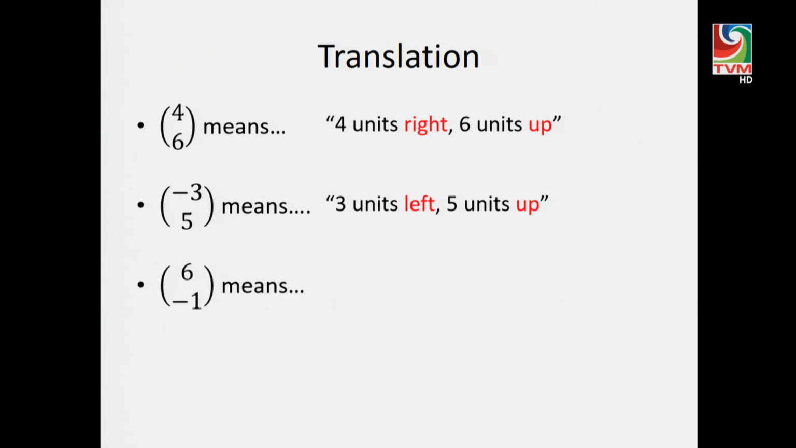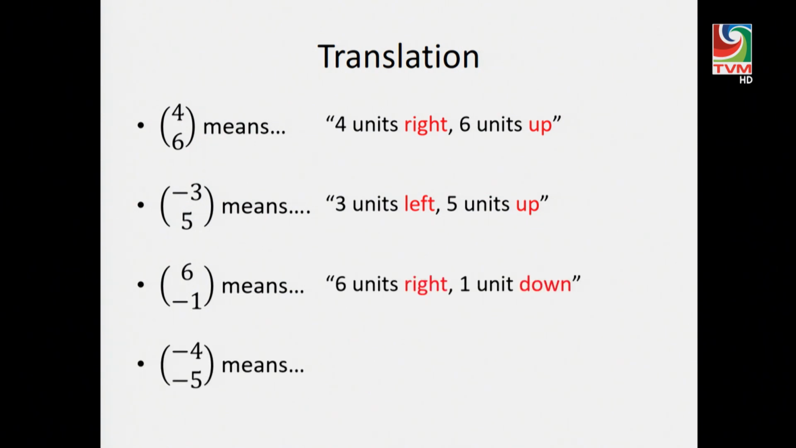Another example, 6, minus 1. First value is positive, so 6 units to the right. Second value is negative, so 1 unit down. If you have -4, -5 as a translation vector, both the values are negative. First value is -4, so you have to move your object 4 units to the left. Second value is also negative, so move the object 5 units down.